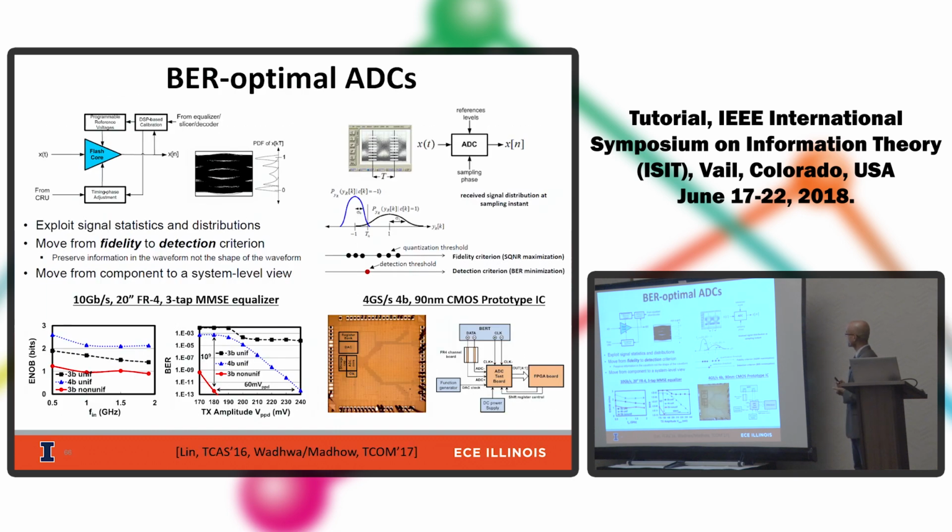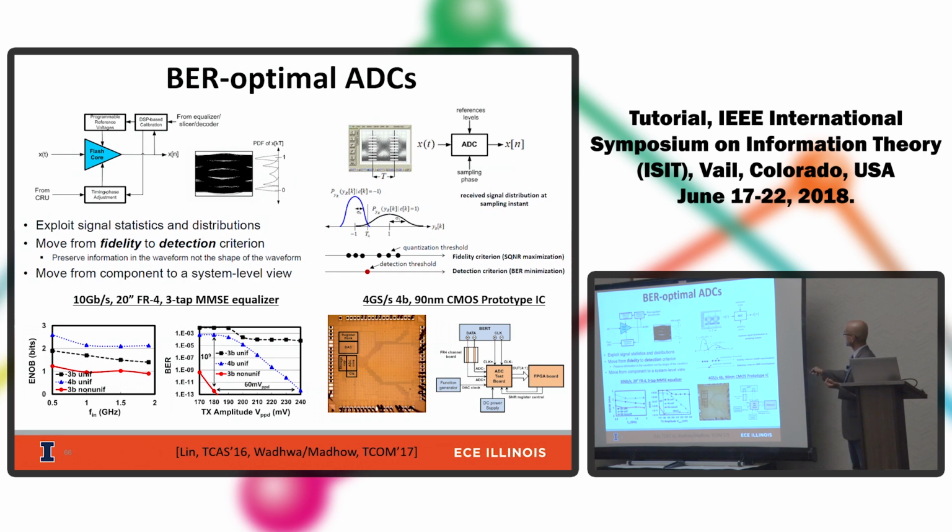BER-optimal ADCs. Now we are shifting gears and asking where else we can use Shannon theory. A-to-D converters are typically designed to preserve the fidelity of the analog waveform. You send an analog waveform in, and the A-to-D designers use metrics such as effective number of bits: how many bits of resolution and linearity did I get? In this work, a joint work with Andy Singer, Elise Rosenbaum, and Upamanyu Madhow, we are using a detection metric instead of a fidelity metric.